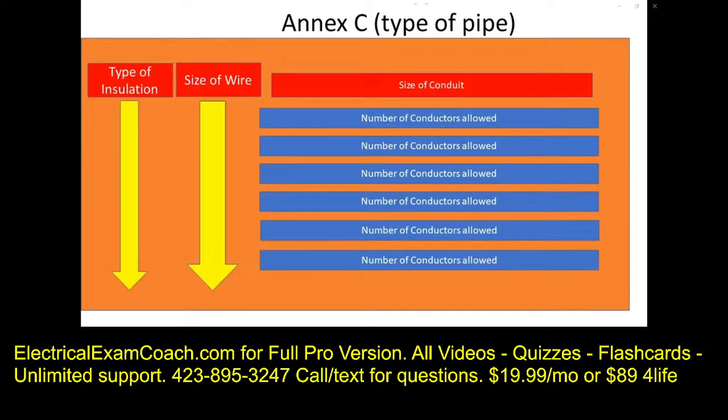Starting on the left-hand side, we're going to find our type of insulation. And this is where we find some familiar friends: RHH, RHW, THHN, THWN-2, and that's going to be our type of insulation that our wire is coated.